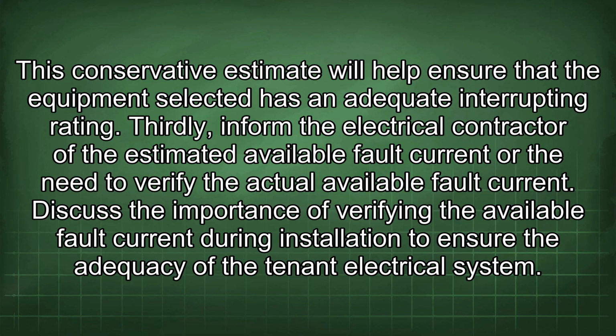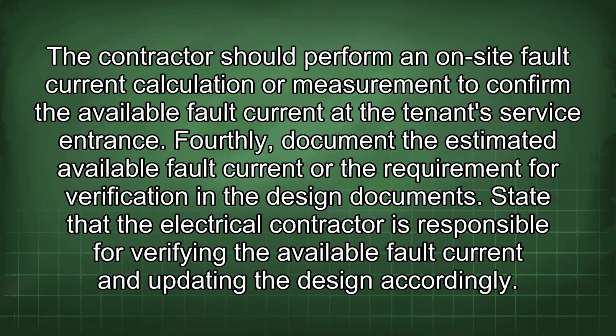Thirdly, inform the electrical contractor of the estimated available fault current or the need to verify the actual available fault current. Discuss the importance of verifying the available fault current during installation to ensure the adequacy of the tenant electrical system. The contractor should perform an on-site fault current calculation or measurement to confirm the available fault current at the tenant's service entrance. Fourthly, document the estimated available fault current or the requirement for verification in the design documents.